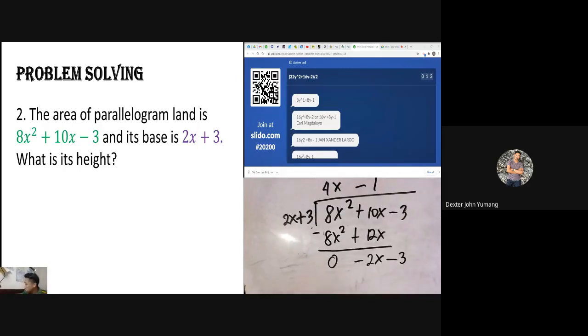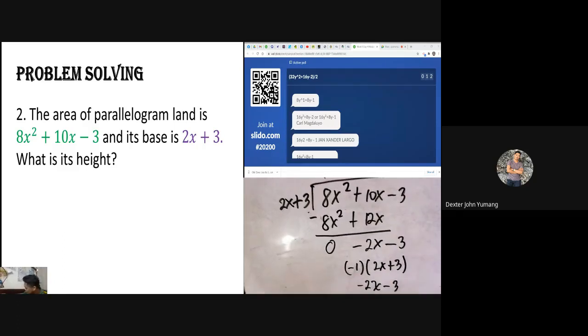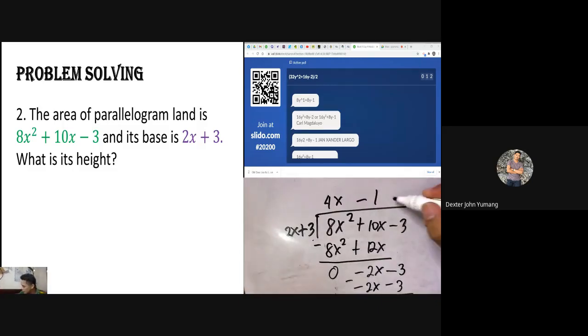What is the next thing to do? We multiply again. Negative 1 times 2x plus 3. So, negative 1 times 2, that is negative 2. Then, it has no same variable, then copy. Negative 1 times 3, that is negative 3. Okay? Then, negative 2x minus 3, we write it down here below. So, we now have negative 2x minus 3. Now we subtract. You have 2x minus 3, minus 2x minus 3, nothing is left, and that is 0. So, therefore, the answer here is 4x minus 1.